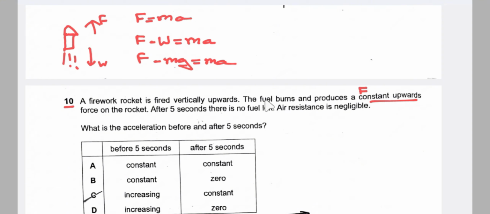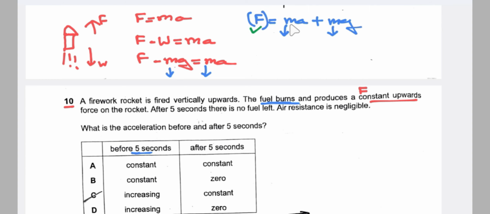Now from this equation, as the fuel is burnt, the fuel is being used and so the mass decreases, since the mass of fuel is lost. If we rearrange this equation, force is equal to ma plus mg, and here mass is decreasing as the fuel is burned. That means before 5 seconds, mass is decreasing, and it is mentioned that the force is constant.